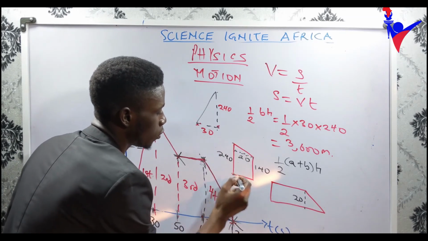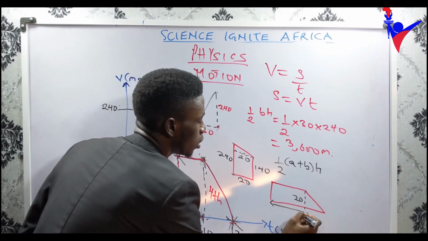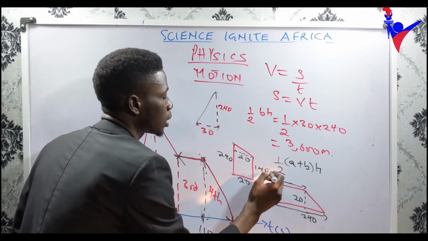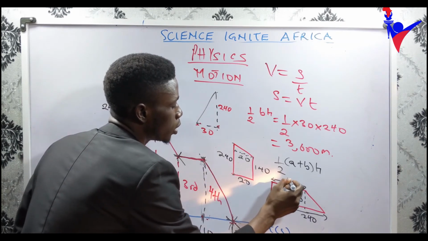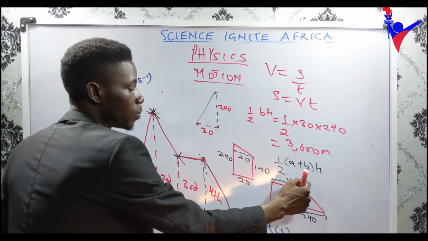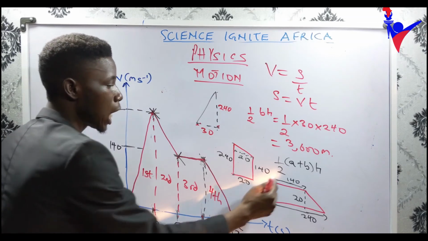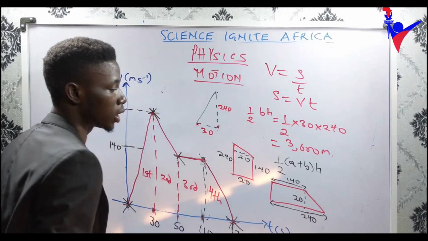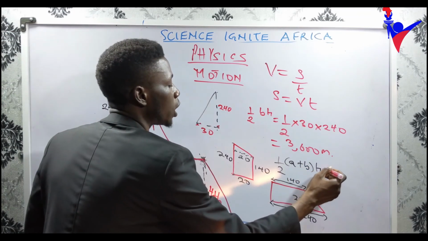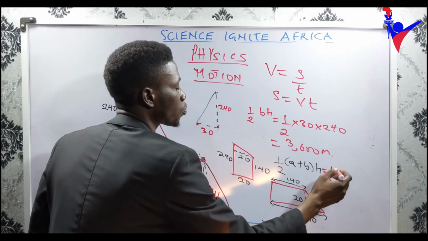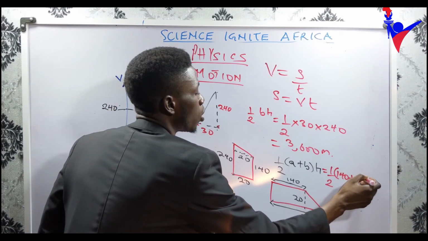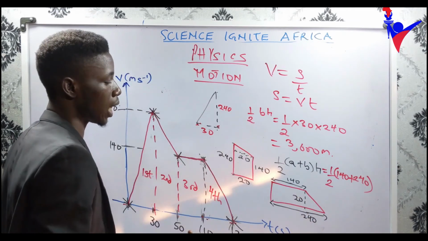This longer part from here to here is 240, and this shorter part is 140. So we have all we need. Our A is 140, our B, which is the longest side, is 240, and our height is 20. All we need to do is slot it in now. So we have 1/2 (A plus B), that's 140 plus 240, then times the height.